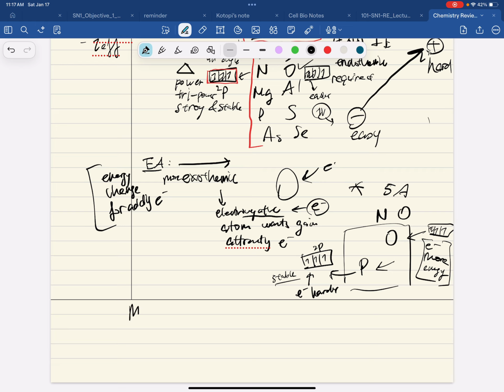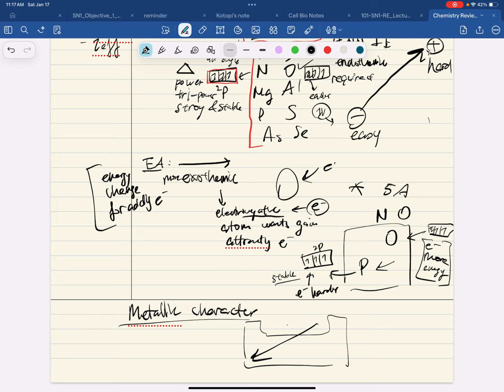So metallic character is the last one. Metallic character is very simple. It's the same as the radius, and honestly this is kind of intuitive, but anything to the right and to the bottom is more metallic. And that's it.